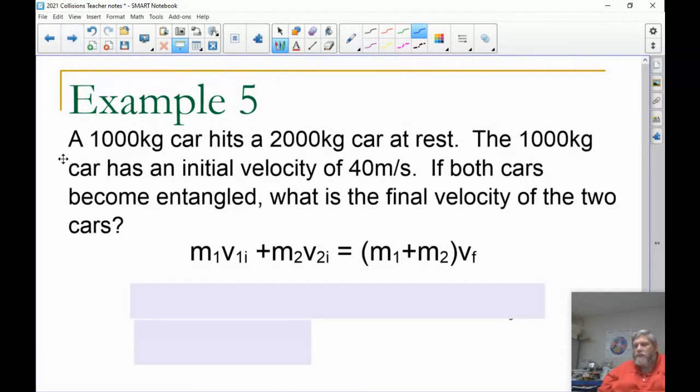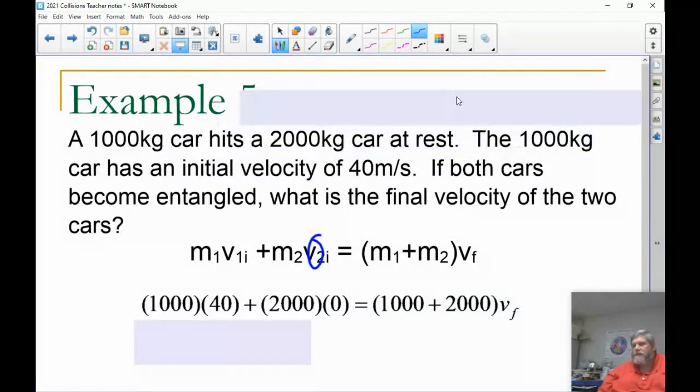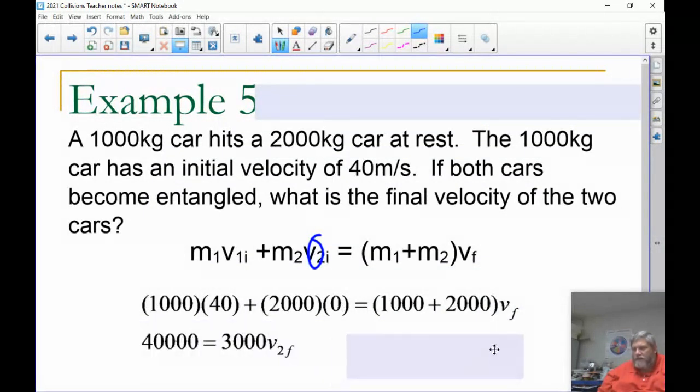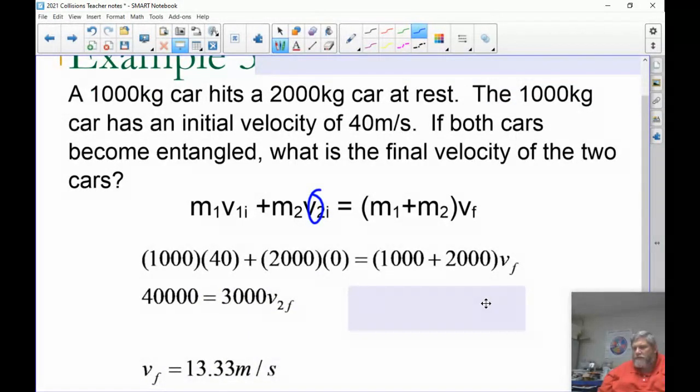Right? And here's one where a car is at rest. So a 1,000 kilogram car hits a 2,000 kilogram car that's at rest. 1,000 kilogram car has initial velocity of 40. What's the final velocity? Right? So basically, if this velocity here is 0, then this part goes away. Right? So 1,000 times 40 plus 0. And then we can calculate our final velocity of 13.3 meters per second. All right, go ahead and try it, pause it, and make sure that you get the right answer.